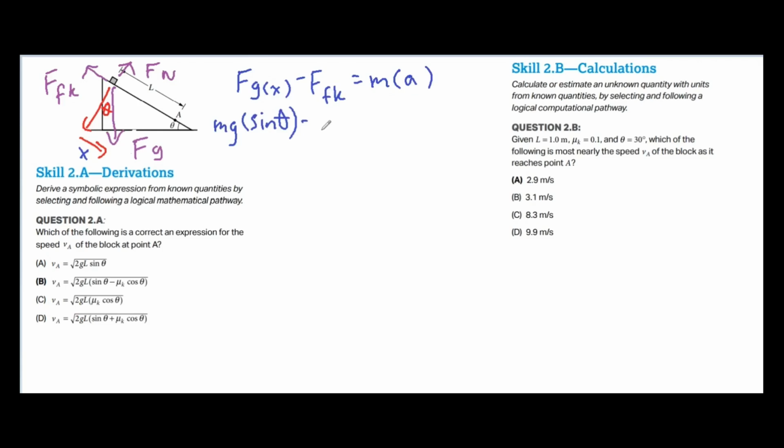Okay, for our force of friction, it is mu k times the normal force. We don't have the normal force directly, but we know that it's equal and opposite to this y component over here. So this is going to be mg cosine theta.